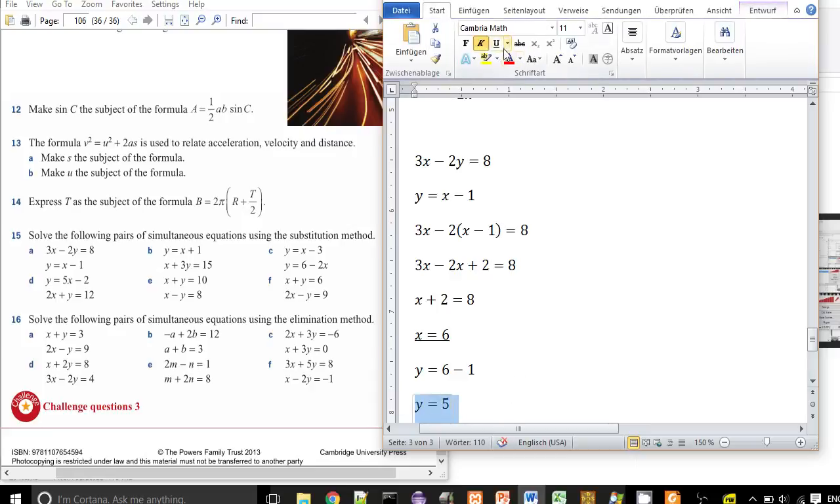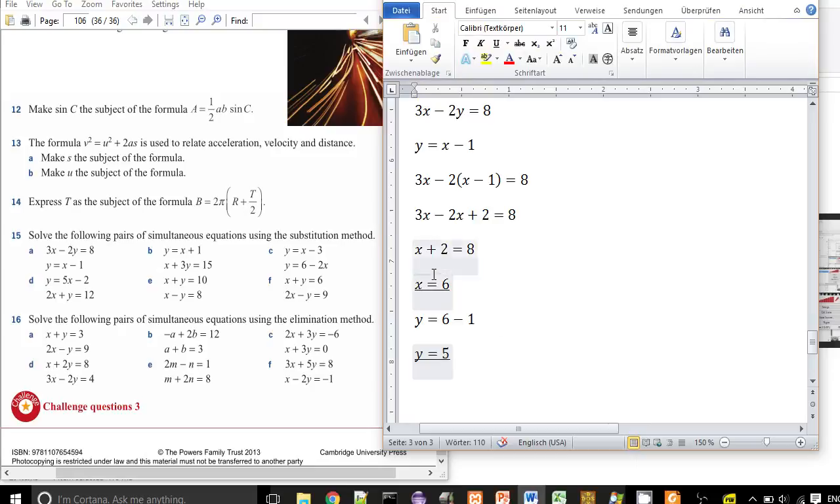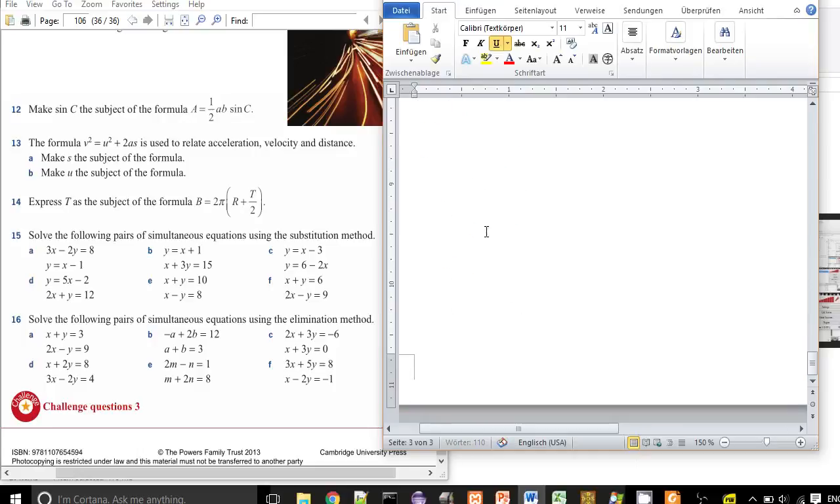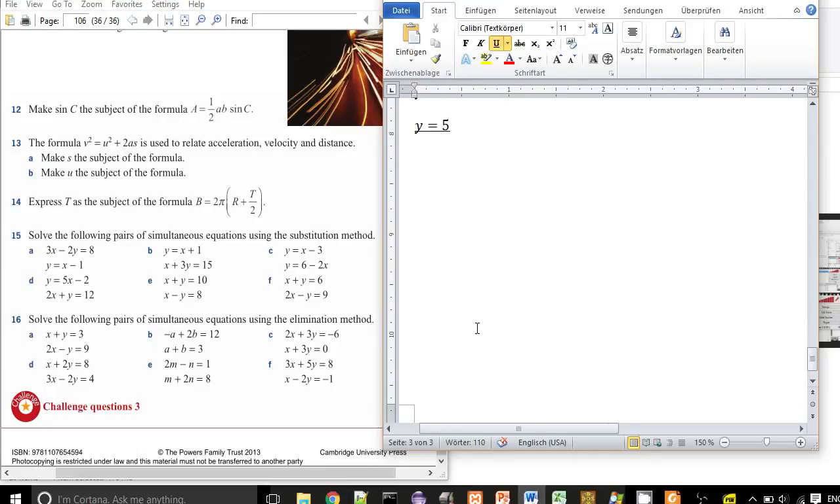And again, like I often say, try to check that it works. So 3 times 6 is 18. 2 times 5 is 10. So 18 minus 10 is 8. Good. Makes you feel good about it. Even me, I get more confident if I checked it.